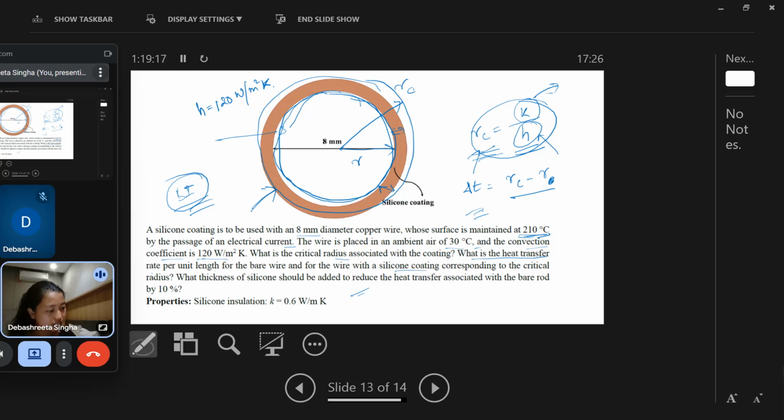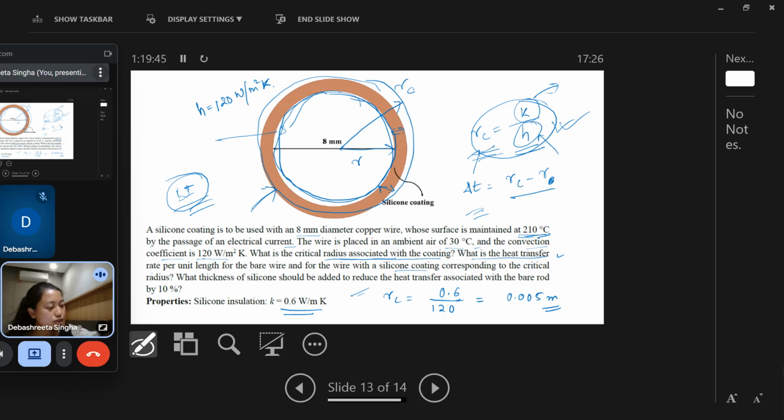This is how we find out RC. RC is equal to K by H. K is given as 0.6 and H is given as 120. So if you calculate this, you will get around 0.005 meter. So this is RC. This is the answer for the first question. What is the critical radius associated with the coating?